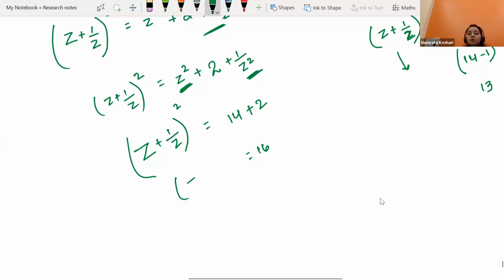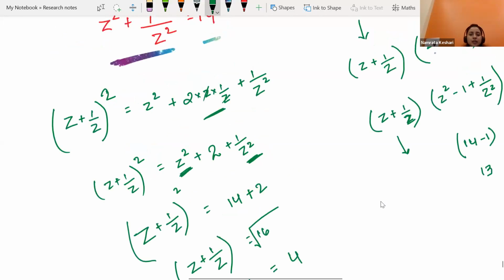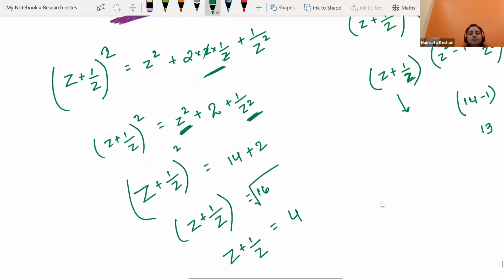But we want to calculate just z plus 1 by z, not the square. So what? We will take the square root, and that will be plus minus 4, but we'll be taking positive 4. Okay? Any confusion? No, ma'am. That this z plus 1 by z value we can substitute over.